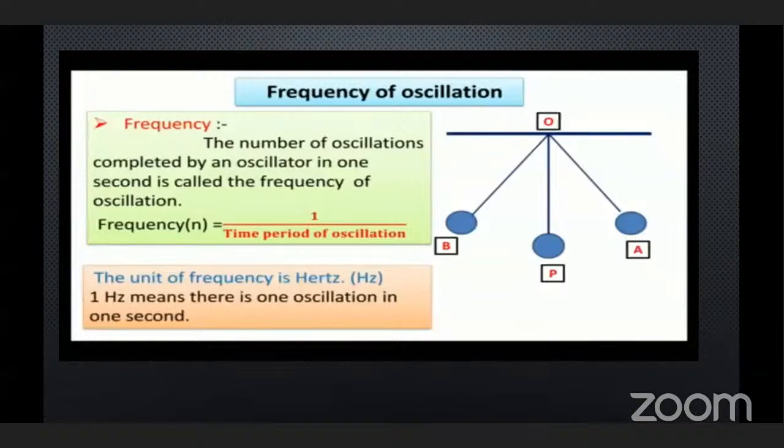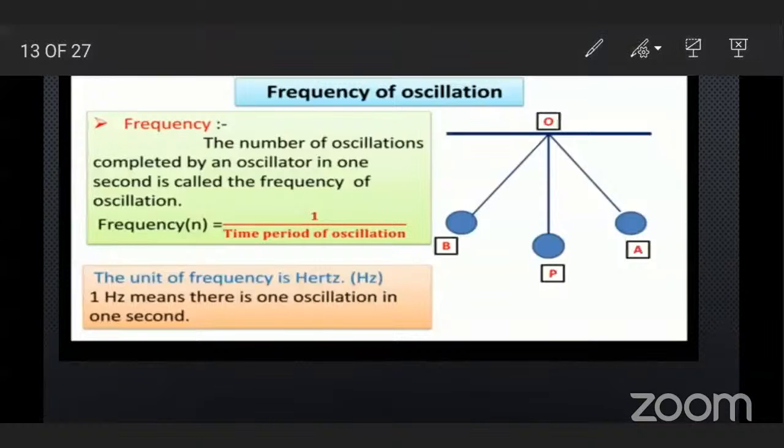Understood? Yes, very good. So here is the formula to calculate the frequency. Frequency is denoted by small n. See here. The formula for calculation of frequency is 1 upon time period of oscillation. What is the formula for calculation of frequency? 1 upon time period of oscillation, where time period of oscillation is denoted by T.